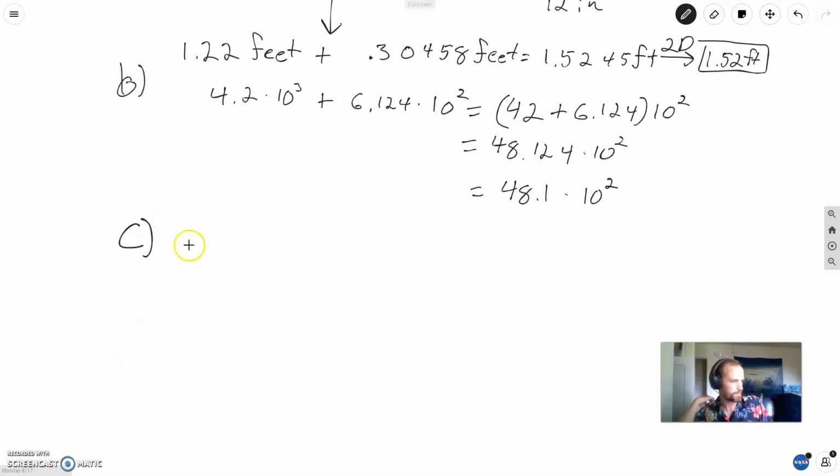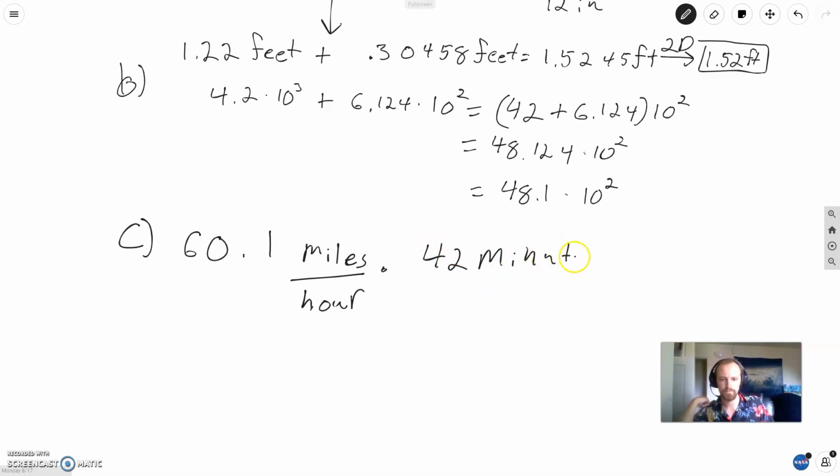So now for part C, we have 60.1 miles per hour multiplied by 42 minutes. So for this one we have multiplication, so we're going to take the least number of sig figs. Least number of sig figs is 2. So we're going to have to convert this to hours because we have miles per hour. So if we want just a distance, which this will be, these both need to be in hours.